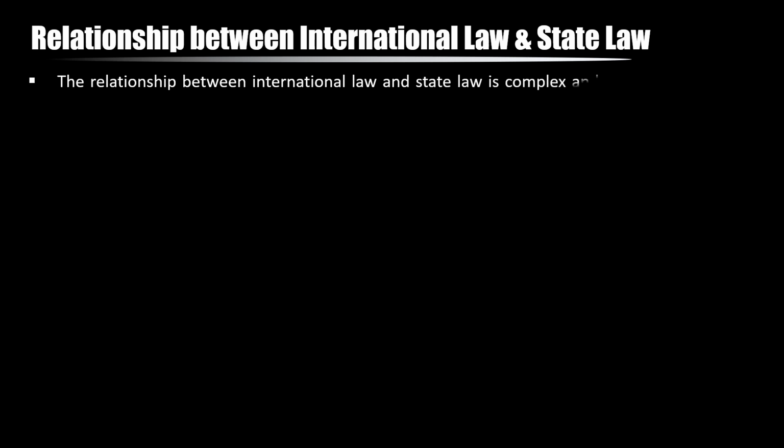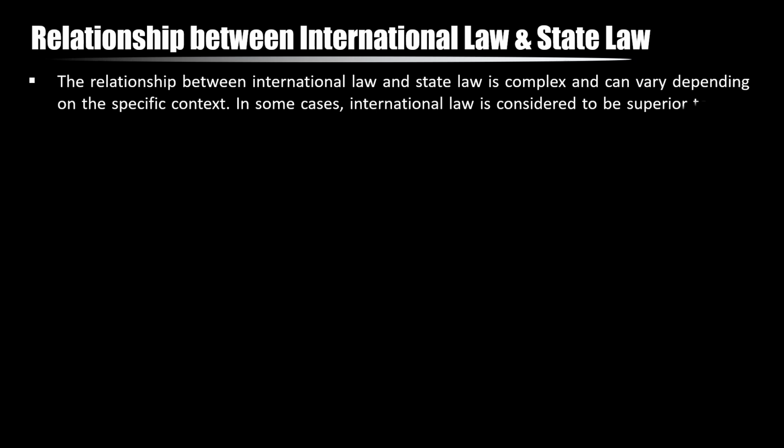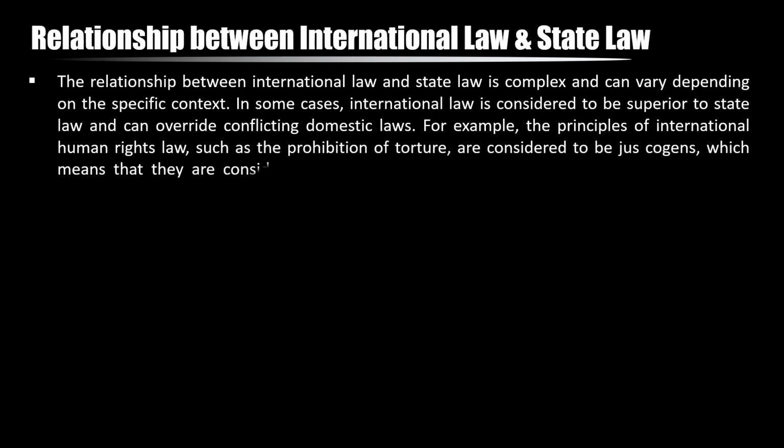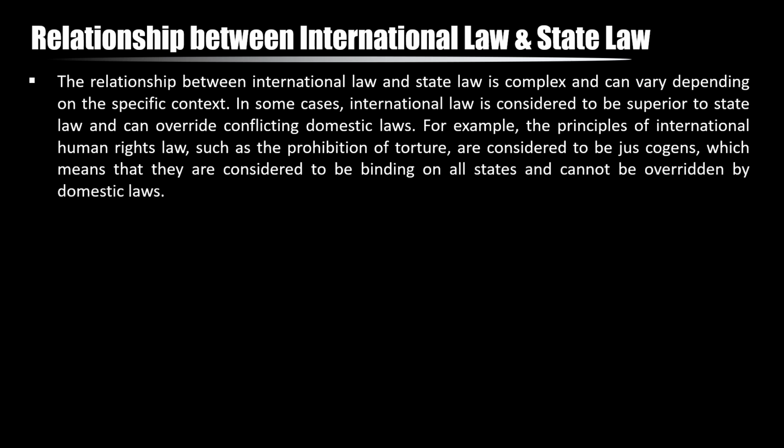Now, coming over to the relationship between international law and state law. The relationship between international law and state law is complex and can vary depending on the specific context. In some cases, international law is considered to be superior to state law and can override conflicting domestic law. For example, the principles of international human rights law, such as the prohibition of torture, are considered to be jus cogens, which means that they are binding on all states and cannot be overridden by domestic laws.